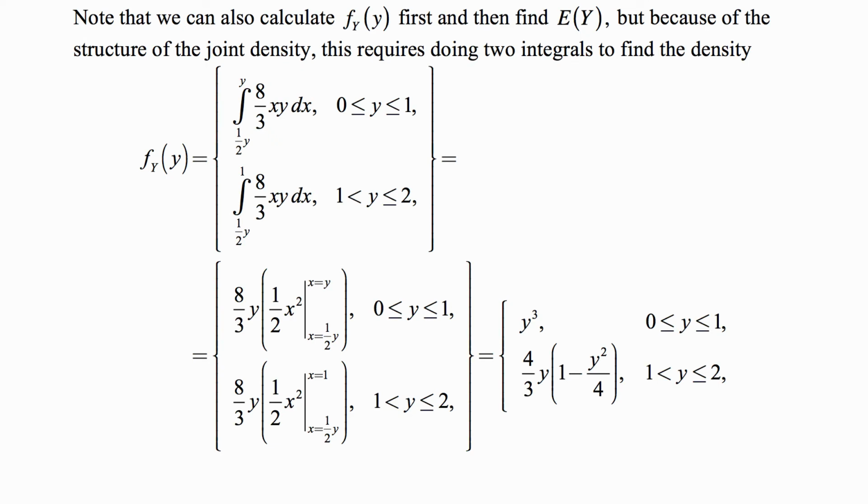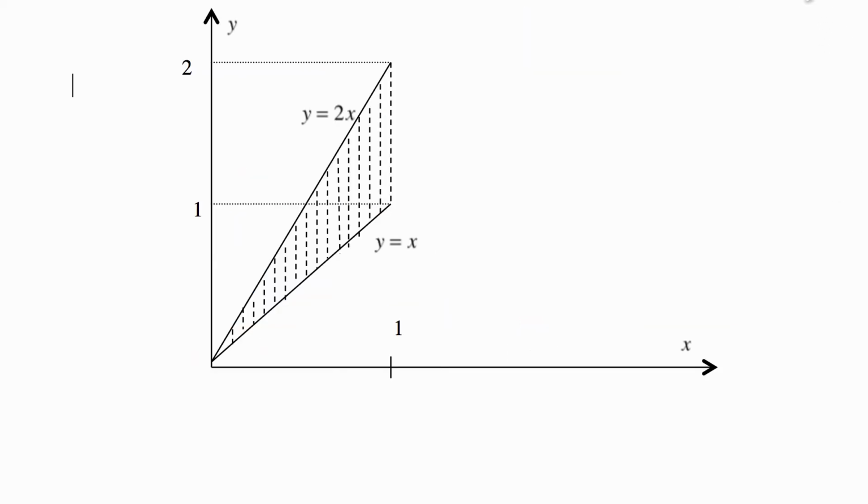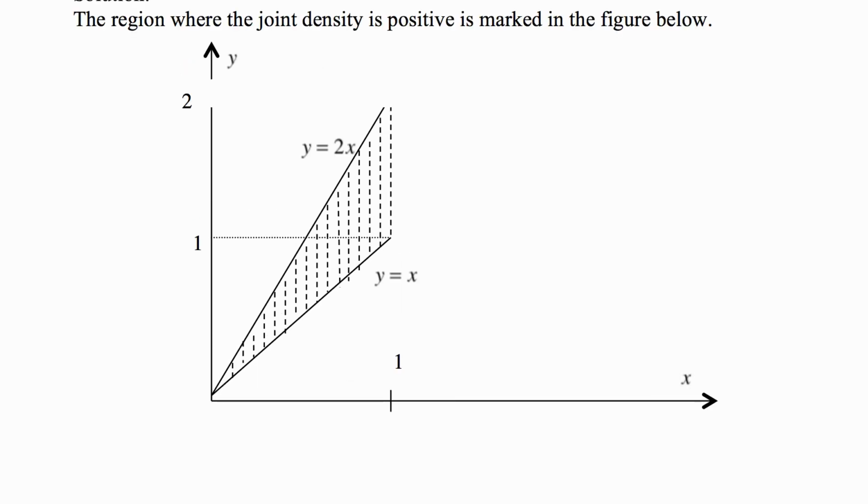We could do what we did for x. We could evaluate the f sub y of y first, and then find E of y. So here is the evaluation of the density of y, and we have to split it into two subregions. Here is the reminder of what this looks like. If you have y between 0 and 1, then you are between the lines where y equals 2x and y equals x for the possible values of x.